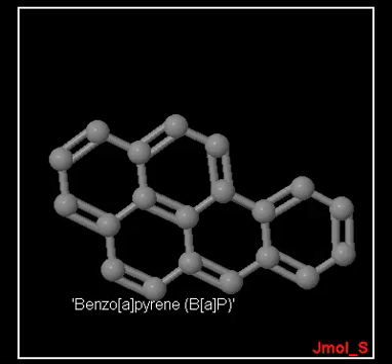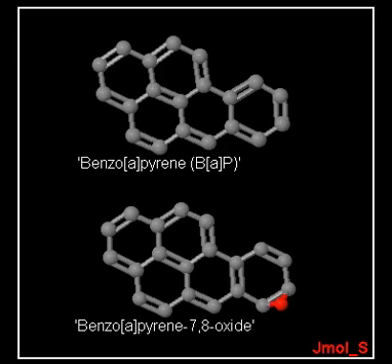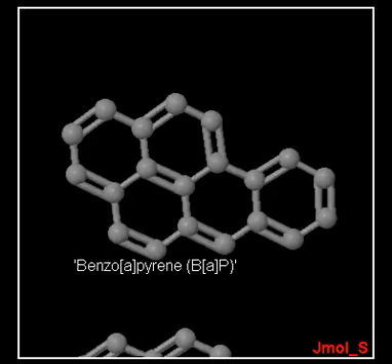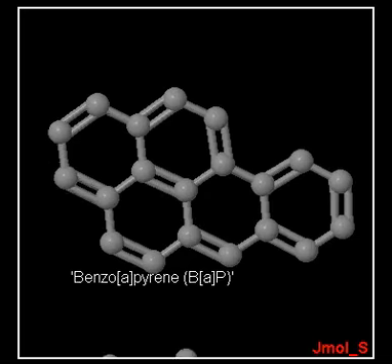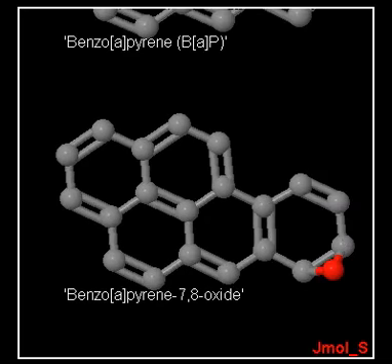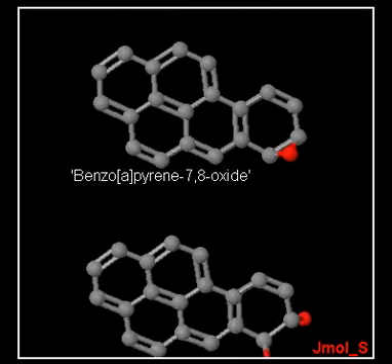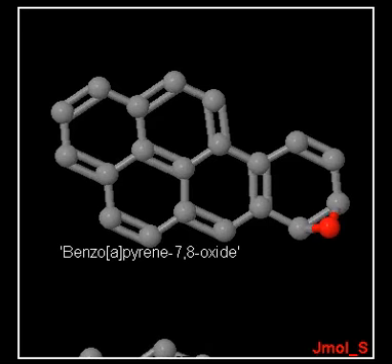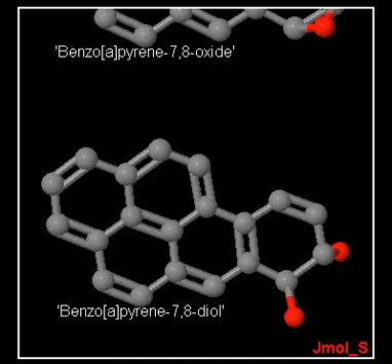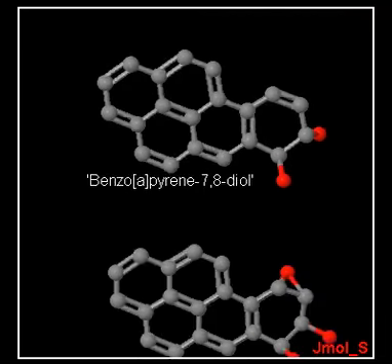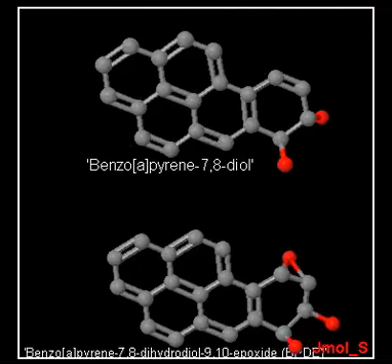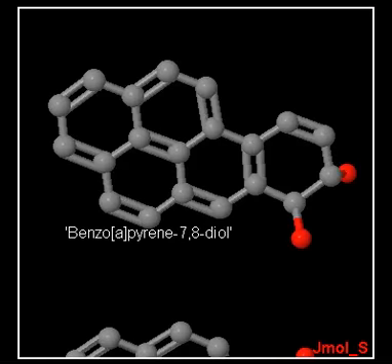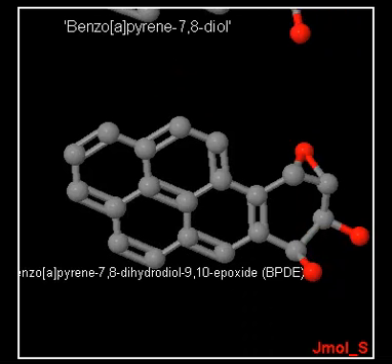The family of monooxygenases, known as cytochrome P450s, place an epoxide ring onto carbon 7 and 8 of BAP. This forms BAP 7,8 epoxide. This epoxide ring is then opened by epoxide hydrolase to form a BAP 7,8 diol. A second epoxidation step yields BPDE, or benzoapyrene 7,8 diol 9,10 epoxide.